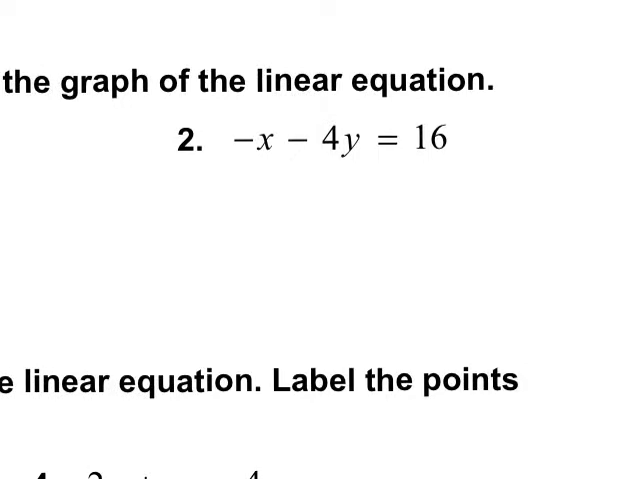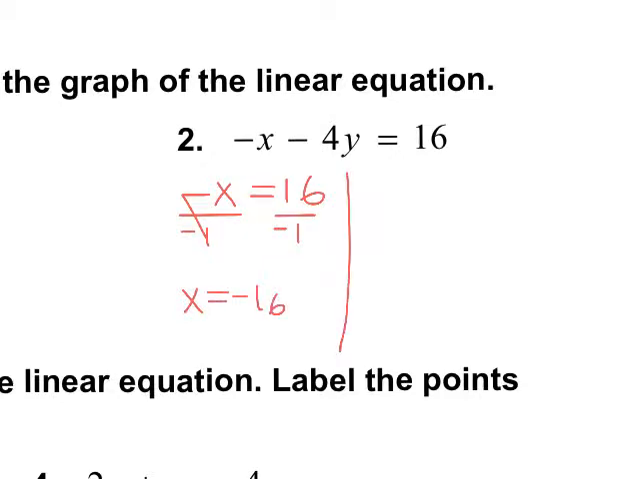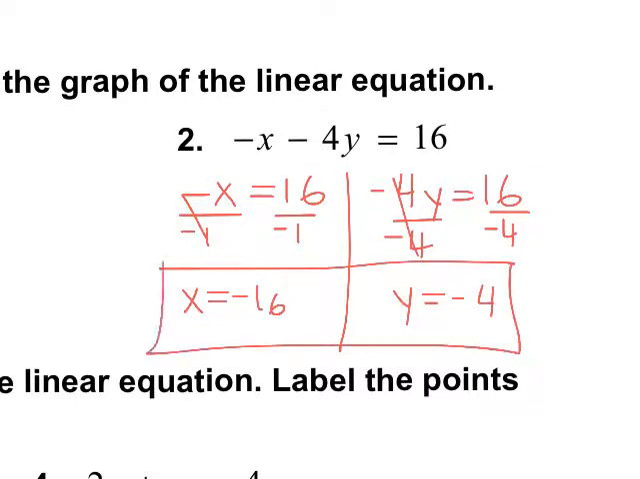Okay, so for number 2, for the x-intercept, I cover up y. I'm left with negative x equals 16. Divide by negative 1. And I end up with x equals negative 16. To find the y-intercept, I cover up the x. I'm left with negative 4y equals 16. Divide by negative 4. And you're left with y equals negative 4. Okay, and again, if you wanted ordered pairs, you could always do negative 16, 0, and 0, negative 4.